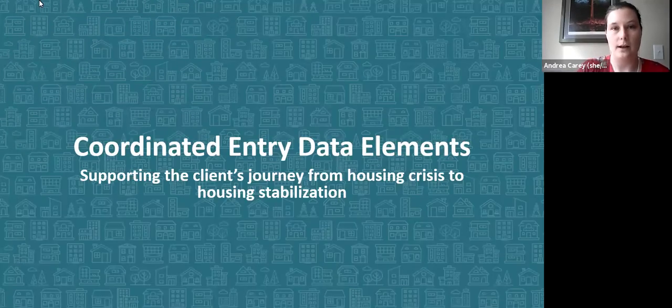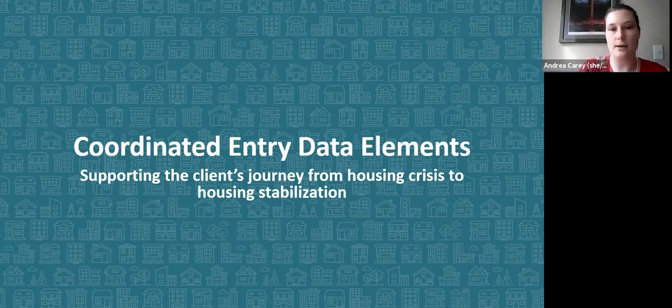Okay, so we are starting off with the coordinated entry data elements. And just to ground us, these are the data elements that are going to support our client's journey from the housing crisis to housing stabilization and really mark that journey in our system, in HMIS.